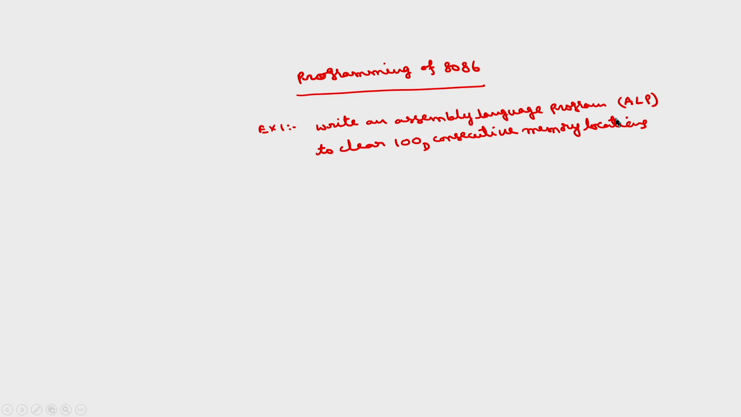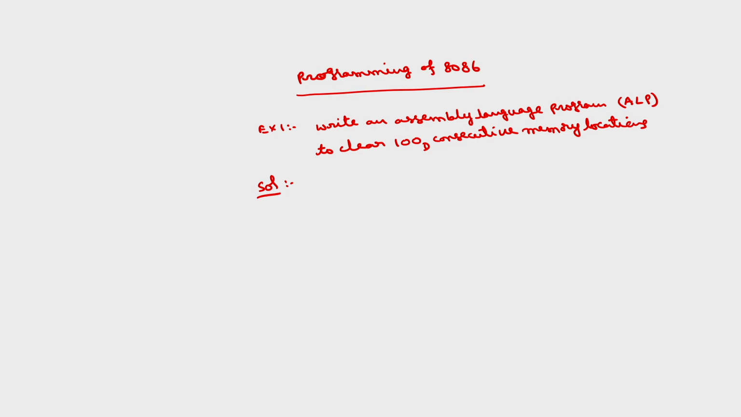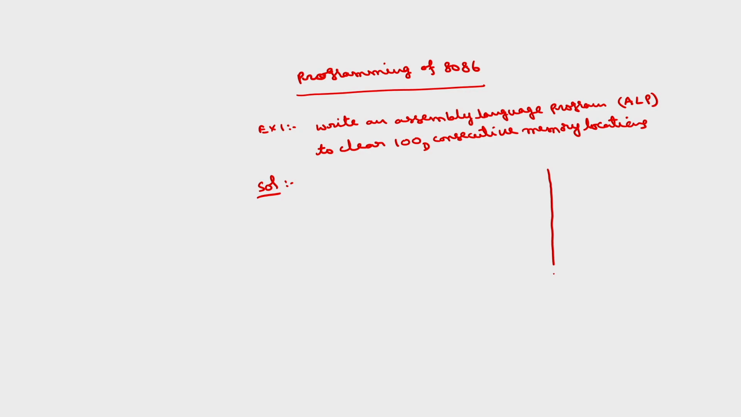So, you have to properly choose the appropriate memory locations first. Before writing these instructions, you have to choose the appropriate memory locations. By default the data will be stored in the data segment. So, this is the data segment register, this is the data segment.